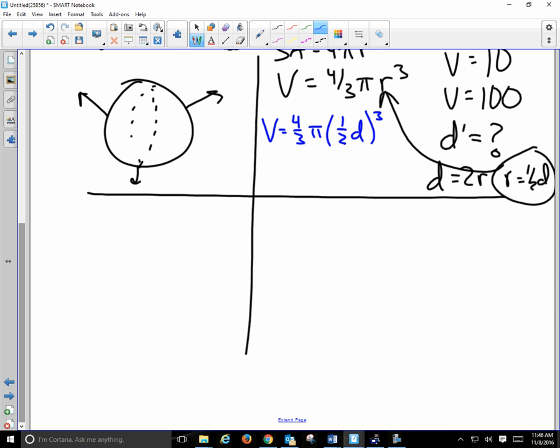So volume is 4/3 pi, 1/2 cubed is 1/8. And if we simplify that, we get volume is equal to 4 pi over 24, or pi over 6. Pi over 6 d cubed.